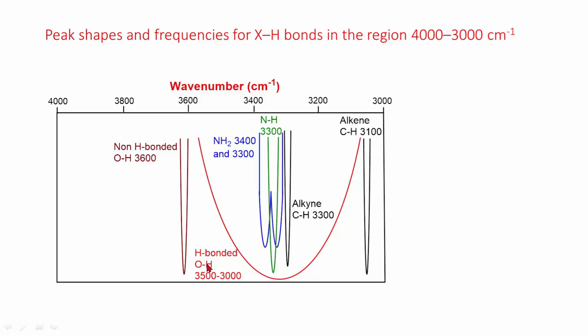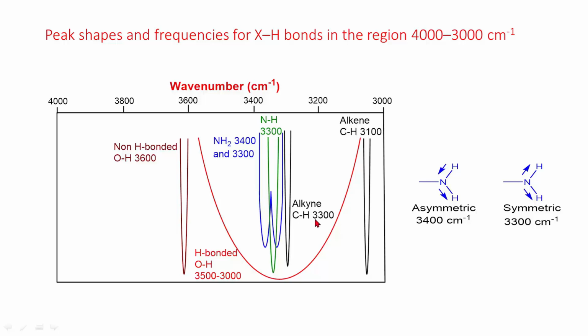Hydrogen bonded OH group appears at 3500 to 3000 cm⁻¹ as a broad peak. NH2 group appears at 3400 and 3300 cm⁻¹ due to asymmetric and symmetric vibrations respectively. NH2 group gives rise to two peaks. Secondary amines with the NH group appear as a single peak at 3300 cm⁻¹.